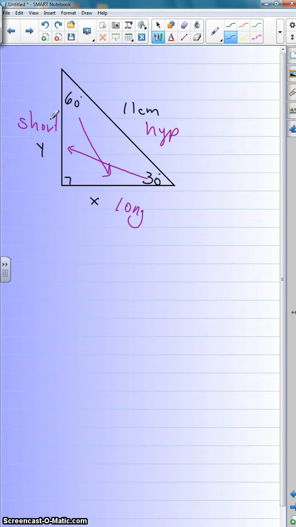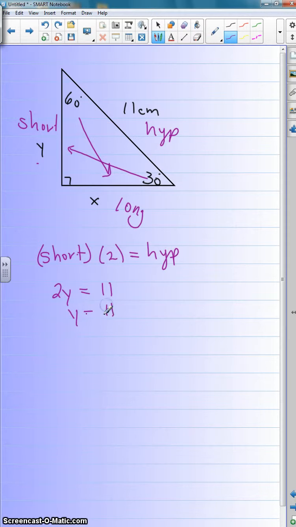Okay, I'm at the hypotenuse. I'm going to have to get back to the short leg, and remember the ratio is 1, square root of 3, 2. So basically it's a 1 to 2 ratio between the short and the hypotenuse. So the short times 2, remember, is the hypotenuse. I'm just going to plug into this. So 2 times y is 11, so y is 11 over 2.